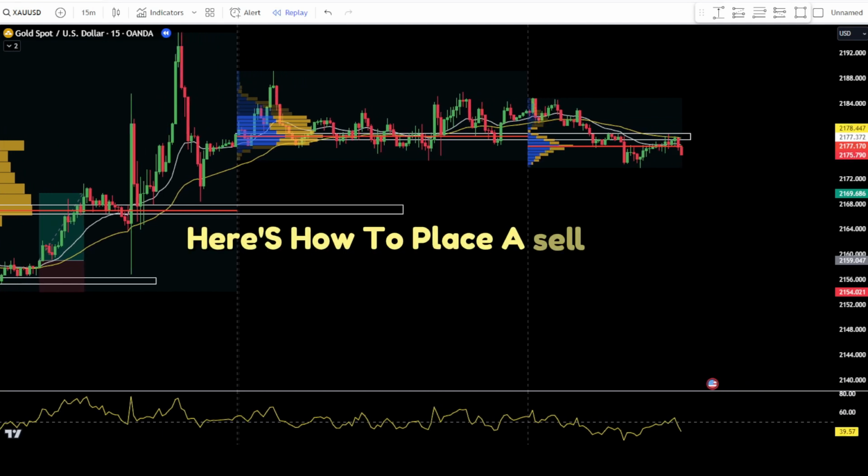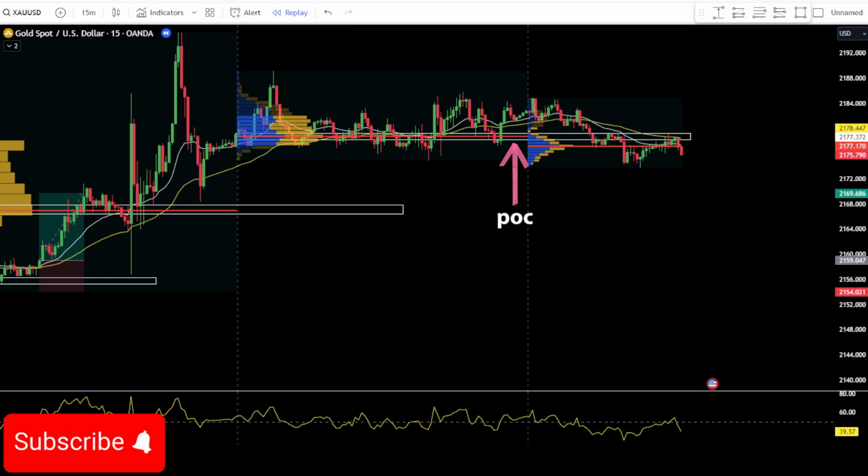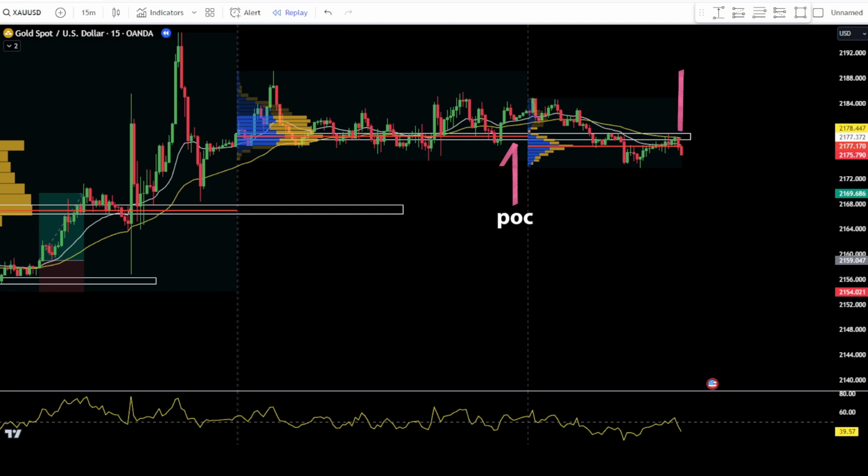Here's how to place a sell order using the second method. 1. At the start of the trading session, observe the POC level from the previous day, from the opening of the trading session until the close of the previous day's trading. 2. You can draw a line or create a box as a marker. 3. Then, observe the trend from the moving averages.